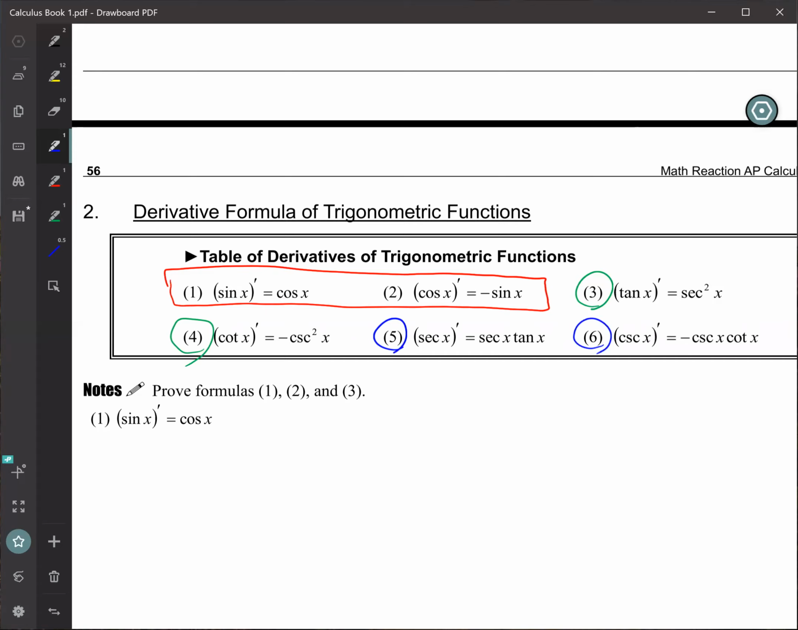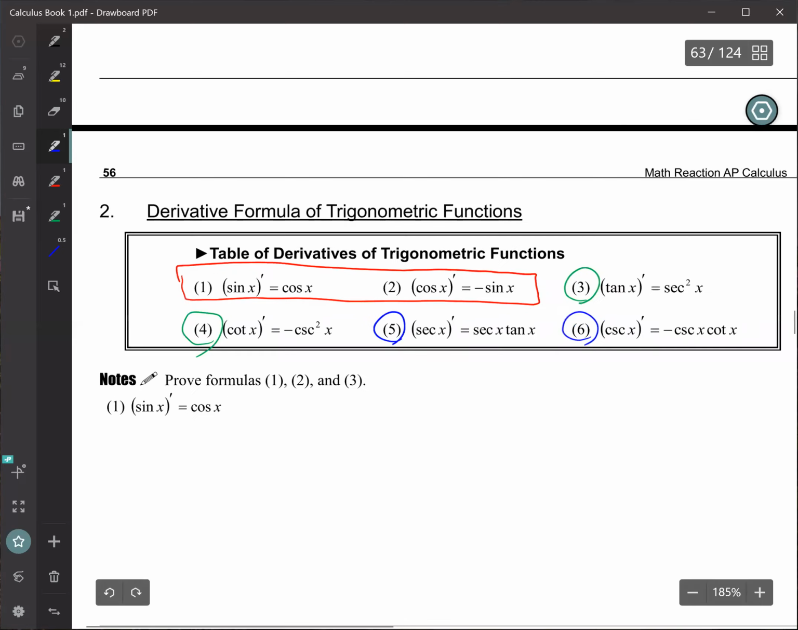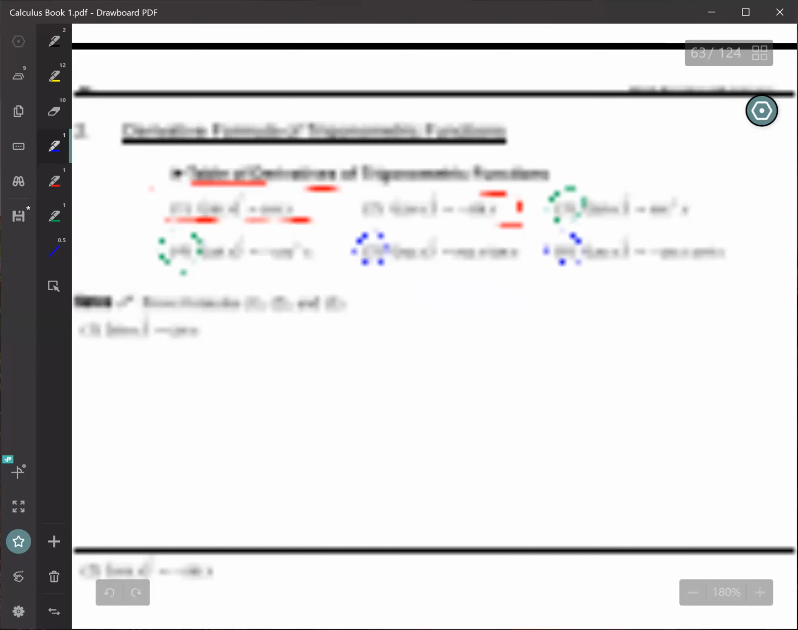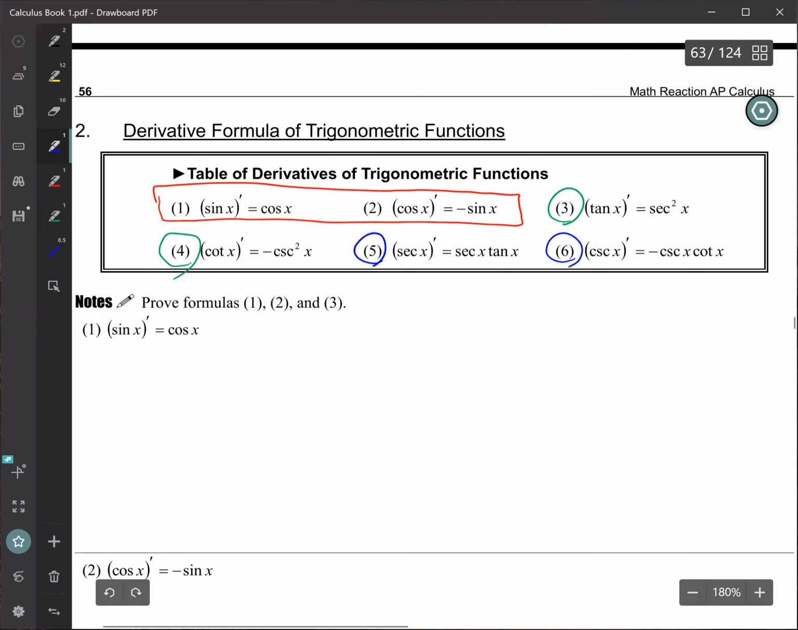It may sound like a lot of work, but there's a pattern here. Anybody can see the pattern. How about the pattern for the sign? Some of them are positive, some of them are negative. Is there a pattern for knowing which ones get negative and which ones stay positive?